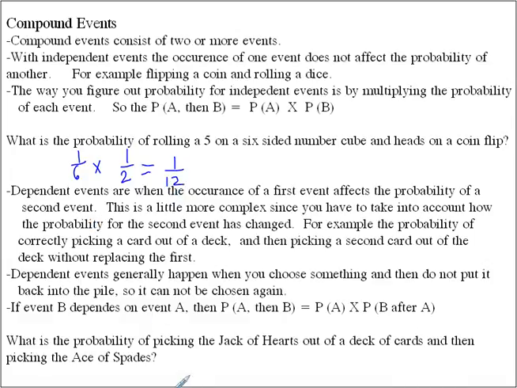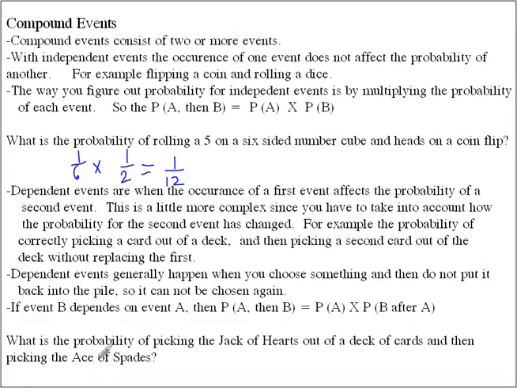Now, dependent events are when the occurrence of the first event affects the probability of the second event. It's a little bit more complex since you have to take that into account. For example, the probability of picking a card out of a deck, and then picking a second card out of the same deck without replacing the first. Dependent events generally happen when you choose something and do not put it back, so it can't be chosen again. If event B depends on event A, then the probability of A and then B is equal to the probability of A times the probability of B after A.